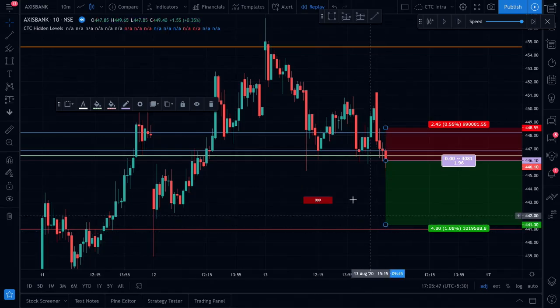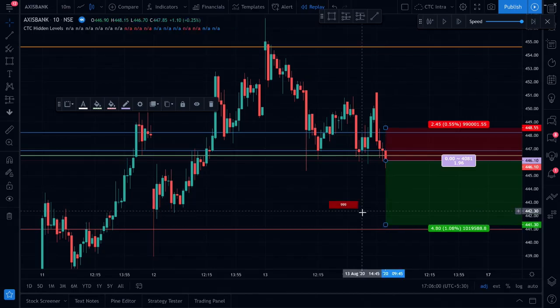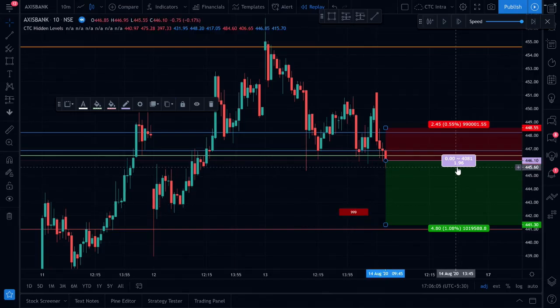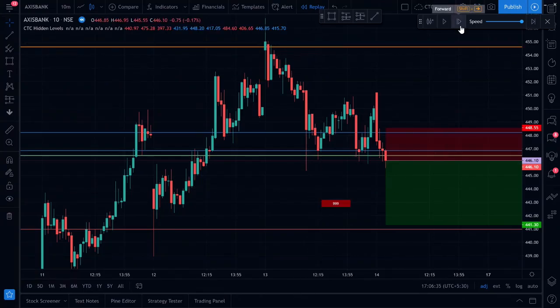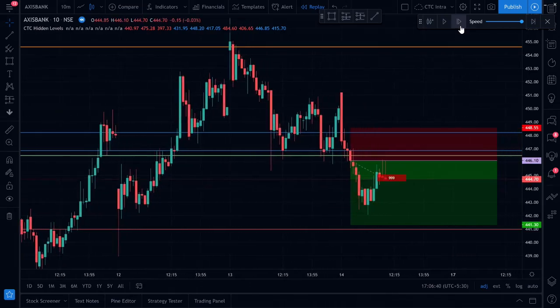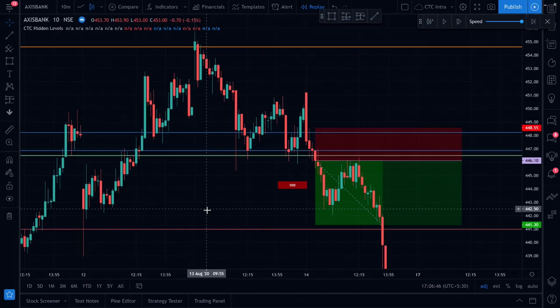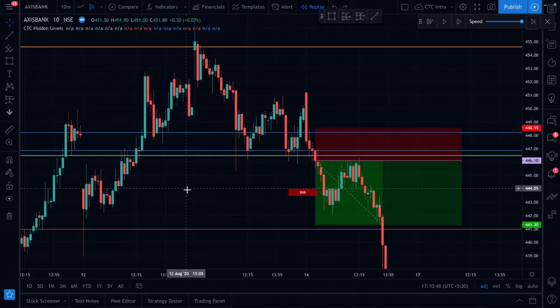Always set your target somewhat above the support or somewhat below the resistance in case of going long. In this case we are going short, so place your target somewhat above the level which you are planning. Let's say that we are planning this. The risk reward is 1.96. So now let's see, the trade is taken. And you see that the target got hit. So this is the basic premise of our intraday trading technique.